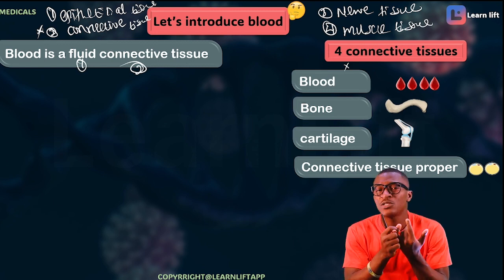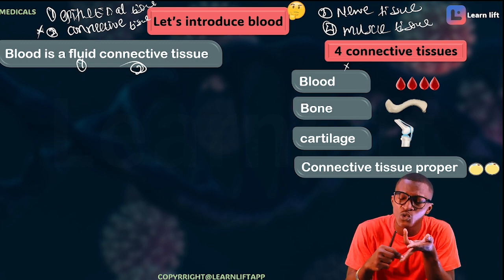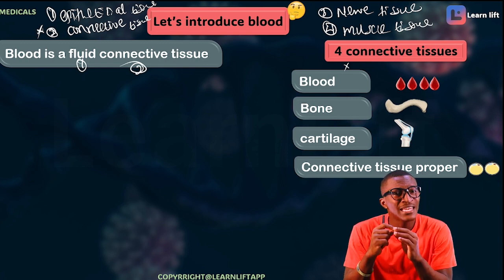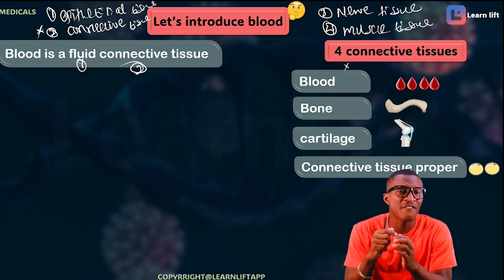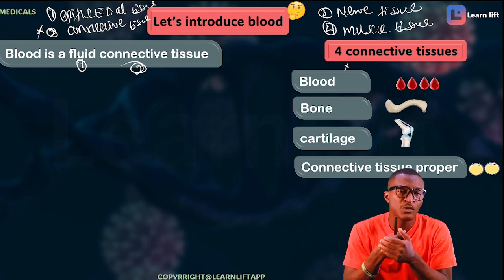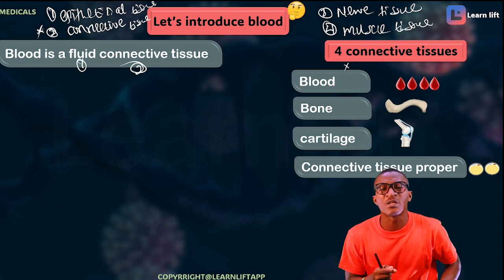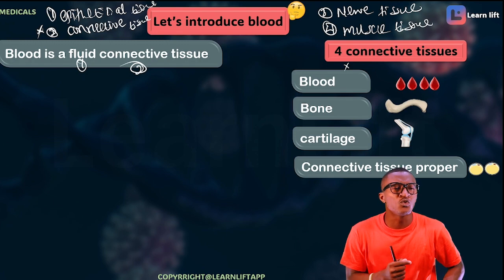We said that we have 4 tissues. We have the epithelial tissues, the connective tissues, the nerve tissues, and the muscle tissue. Under the connective tissues, there are 4: the bone, the blood, the cartilage, and the connective tissues. Among the 4 of them, the only one that is a fluid is what we call your blood. Hence, blood is a fluid connective tissue.